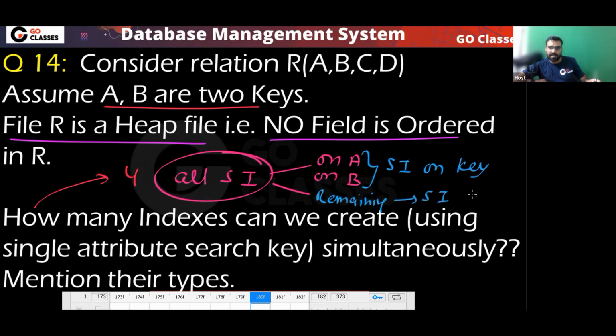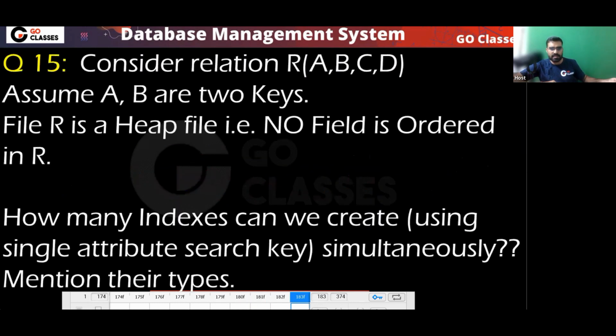The remaining will be called SI on known key. So in total, 4 indexes you can create. But you can notice now every index will be a secondary index, because no field is ordered. There is no field which is ordered.